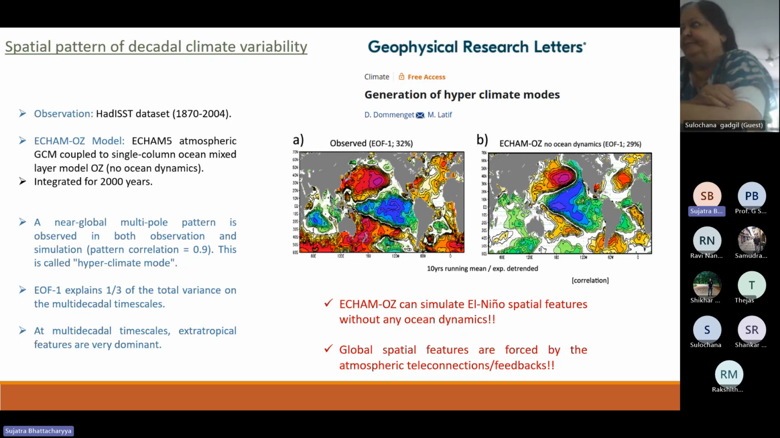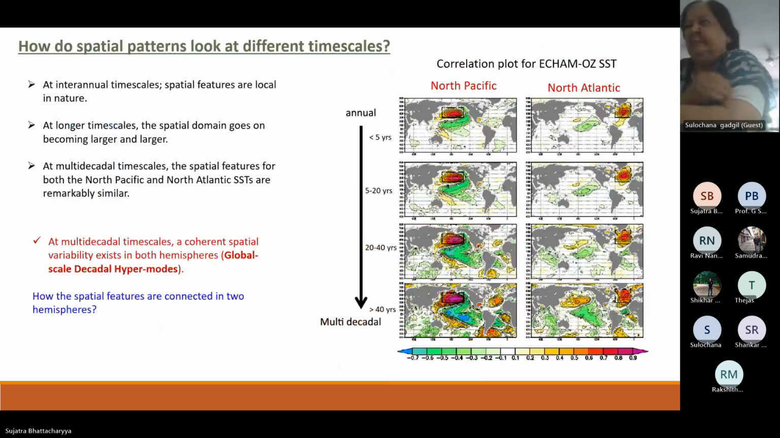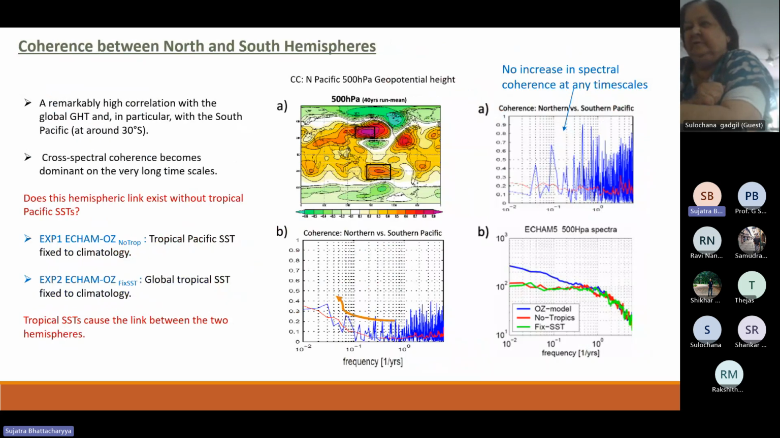So what might be happening in that case is that when you include the complete ocean model into the picture, you might be able to enhance your higher frequency climate variabilities, but it has no impact on the low frequency, because at the end you're already filtering the data. Okay, so we know that the tropical Pacific is important for this spatial coherence between two hemispheres at multi-decadal time scales.